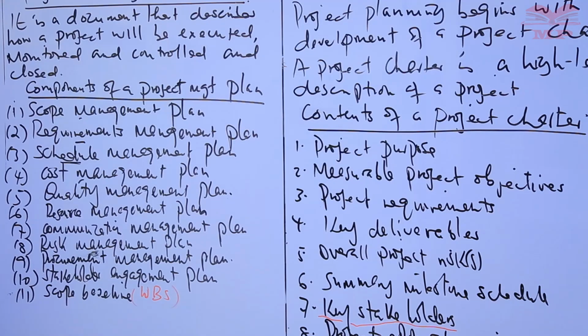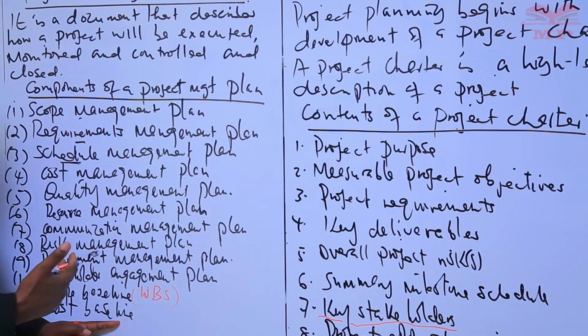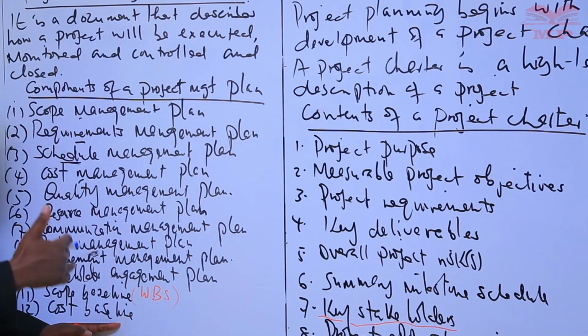Scope baseline. Then, related to scope baseline, there is 12, the cost baseline. The cost baseline. This is the approved version of the time-phased project budget that is used as a basis for comparison to the actual results. So there has to be in place a cost baseline, which is just a budget, which the project manager can use as a basis for comparison with the actual results.